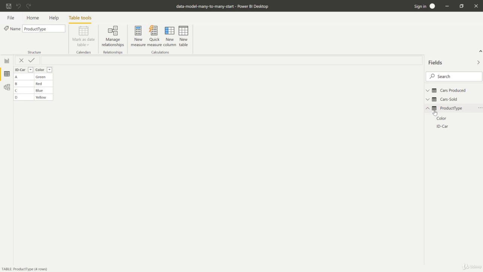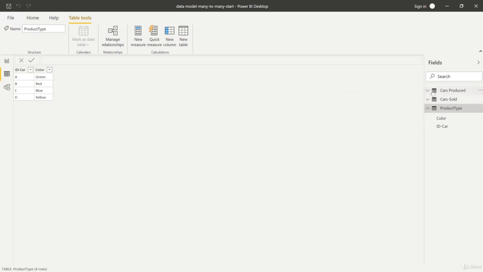At the moment I'm in the product type table, and there you see that we have an ID column and the corresponding color column. So a unique ID specifying the color of what? Well, if you look at the other tables of the cars produced and the cars sold.